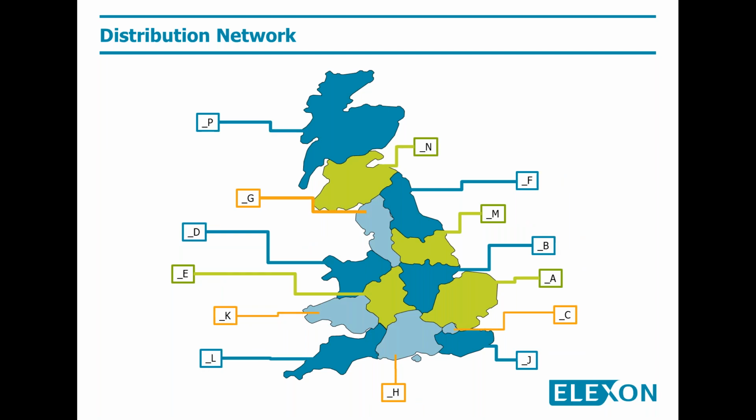Now, to make it easier, rather than having to remember the names of each of the regions, each one has been assigned a character, a letter. So, for example, North Scotland is _P, whereas London will be _C. These are important as they enable us to see from a party level what area of the country some particular volume or contracts relate to.